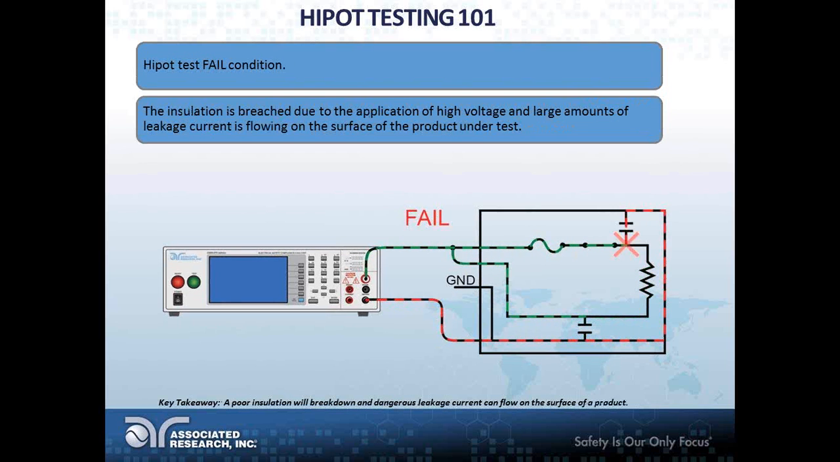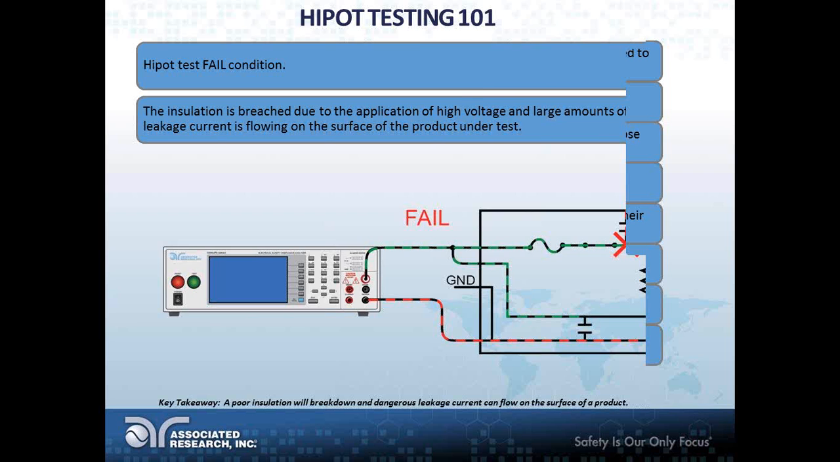Here's the simulation of a fail condition. This is showing the same high voltage being applied on the device being tested, and the insulation is either leaking too much current to the surface of the product under test, or there could have been an insulation breakdown, which could be a very dangerous condition for any user that is in contact with the product being tested.